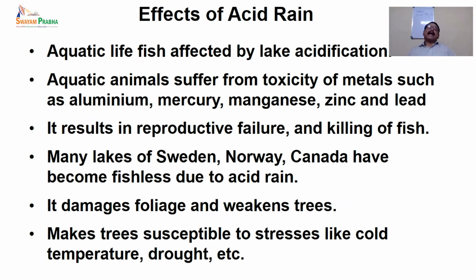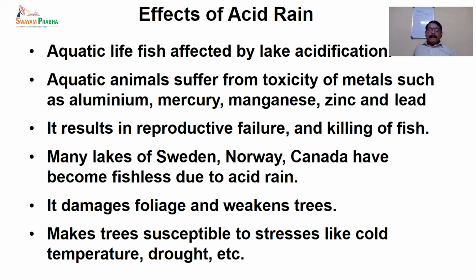Another thing is, when acid rain falls on a lake, the pH of the lake water also changes. As a result, the lake becomes acidified. When the lake becomes acidified, the fishes in the lake die. Very particularly, it allows the release of metals, so aquatic animals suffer from toxicity of metals, particularly aluminium, mercury, manganese, zinc and lead. Further, it results in reproductive failure, particularly in the killing of fish. And it is well explained by the lakes present in Sweden, Norway and Canada, where you don't find fishes at all.